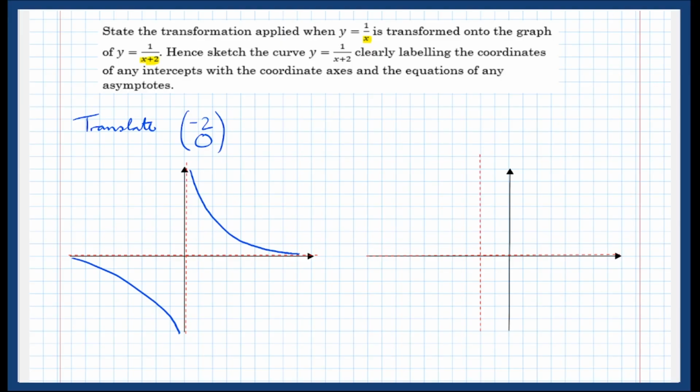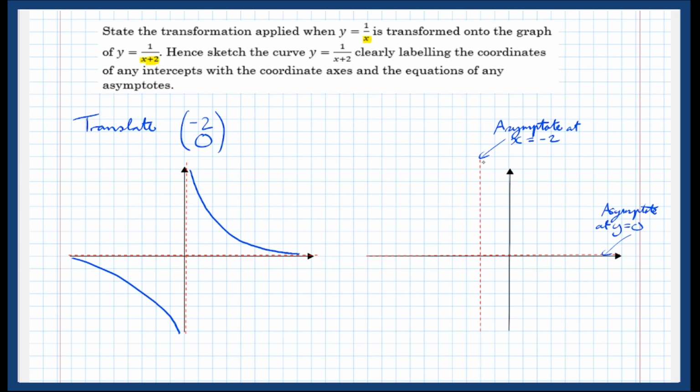So let's, as requested, label the asymptotes. So that one is x equals -2. And this one is y equals 0. They're the 2 asymptotes. And let's be ultra safe, right? Asymptote at x equals -2 and asymptote at y equals 0. There we go.